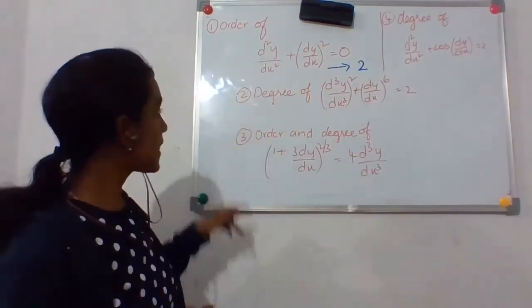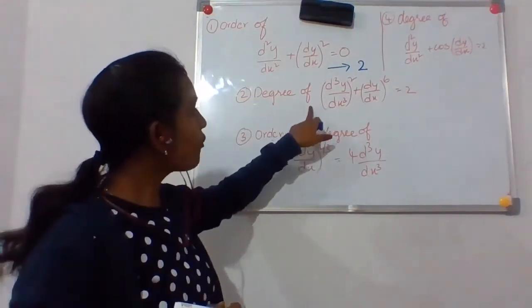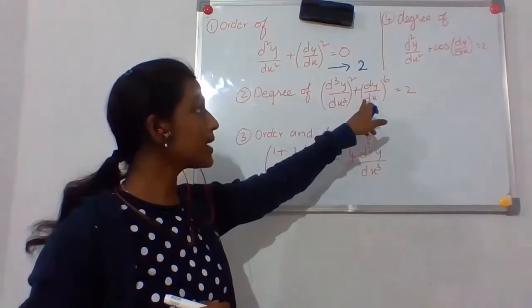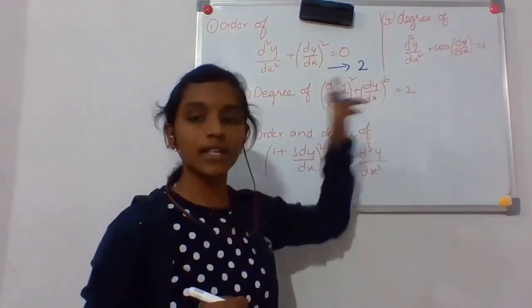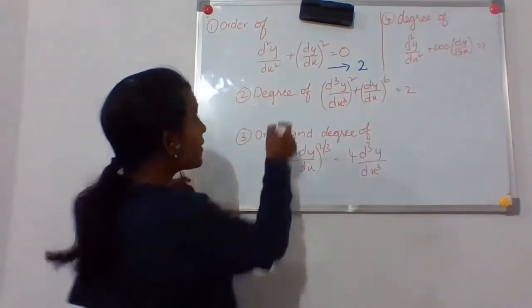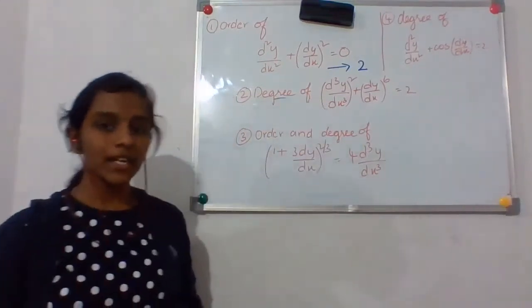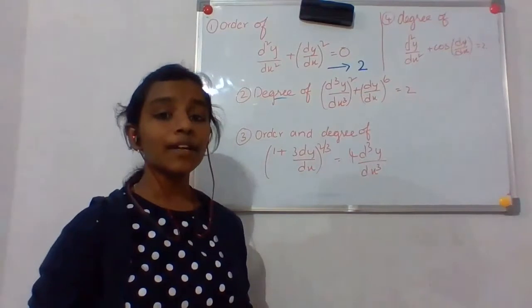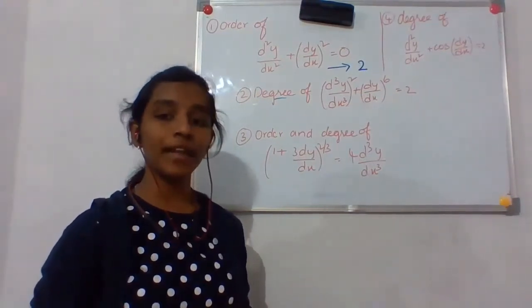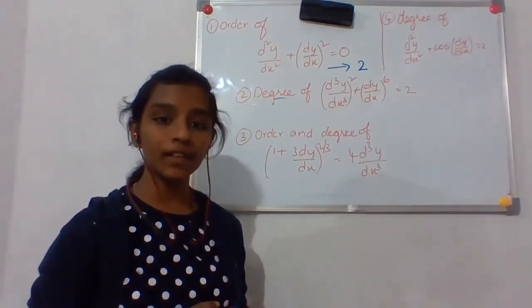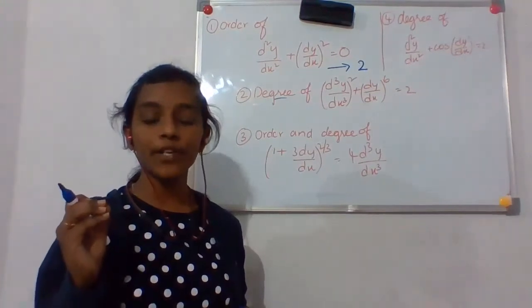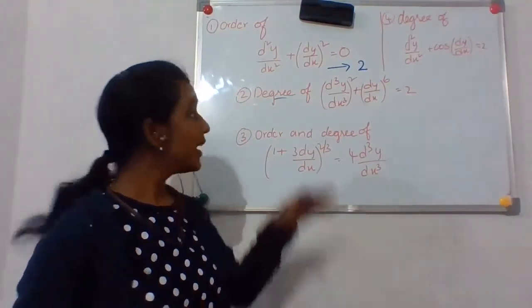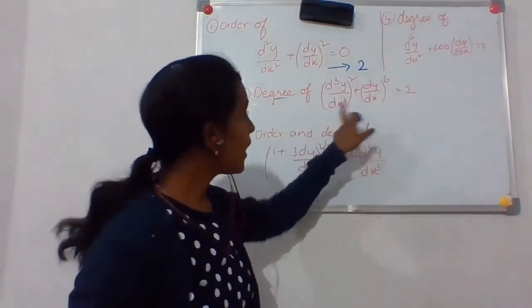Now let us look into the second one. Degree of d cube y by dx cube whole square plus dy by dx whole power 6 is equal to 2. So we need to find the degree here, right? So what is the degree? Degree is the power of the highest order derivative in a differential equation which is in its polynomial form, right? So here we have two derivatives.